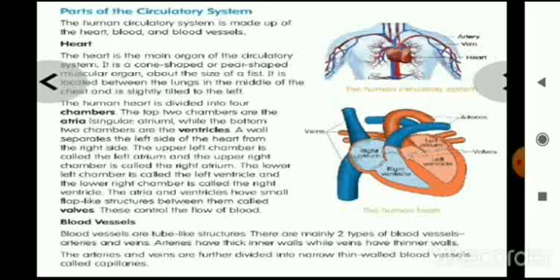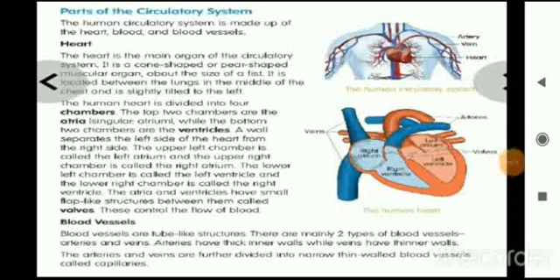Next part is blood vessels. So what are blood vessels? Blood vessels are tube-like structures. As heart is a cone-shaped or pear-shaped muscular organ, but what is the shape of blood vessels? These are tube-like structures. And there are 2 types of blood vessels in our body. These are arteries and veins.